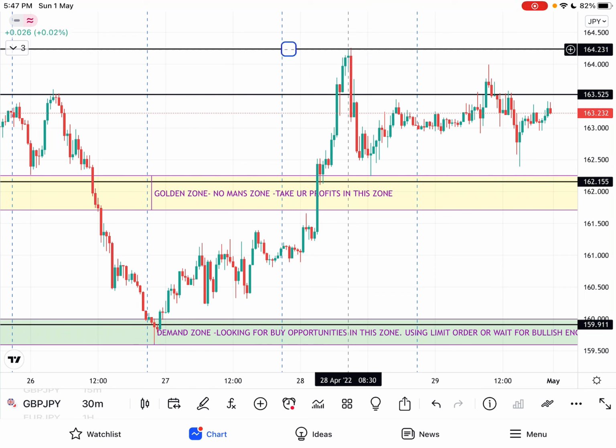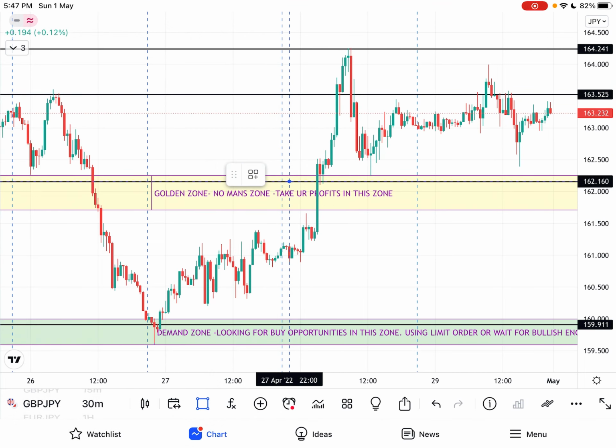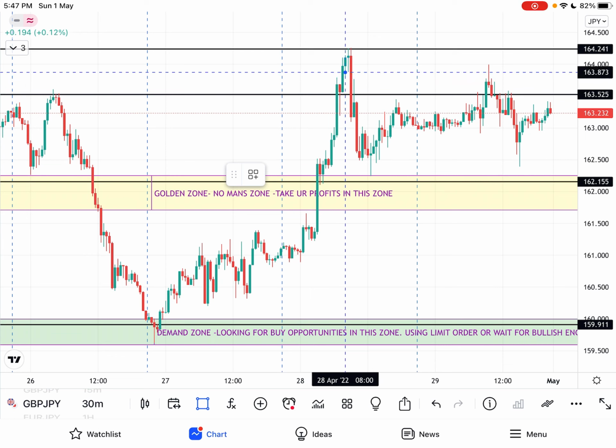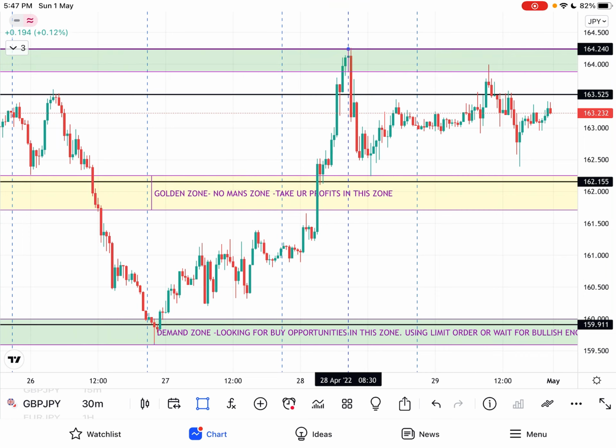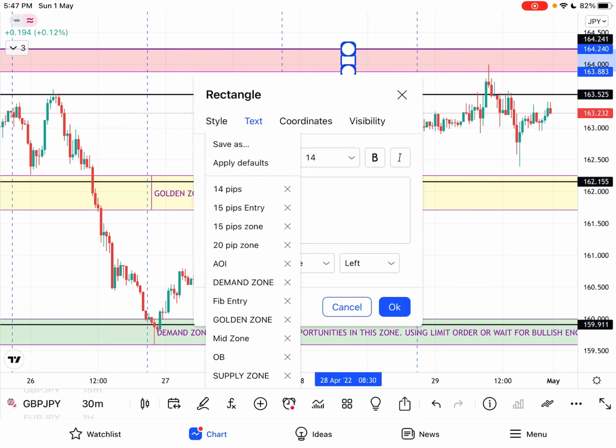Are we clear? So we'll use a rectangle to capture that, and that will be our supply zone. In our supply zone, we'll be looking for sell opportunities. So we'll take our rectangle, draw it over this candle, and pull it to the top. Then we'll color code it red, because you're looking for sells. Is that okay? And then we'll name the zone. That's our supply zone.